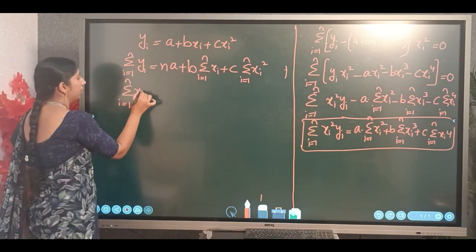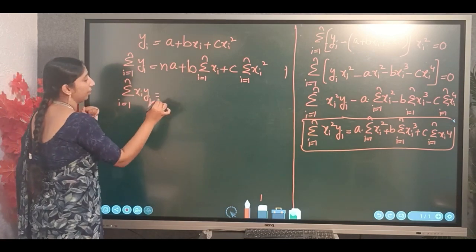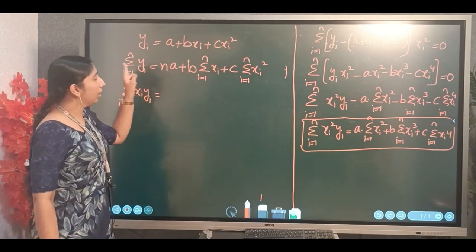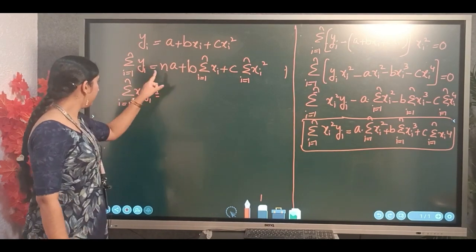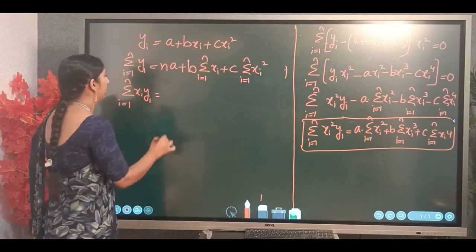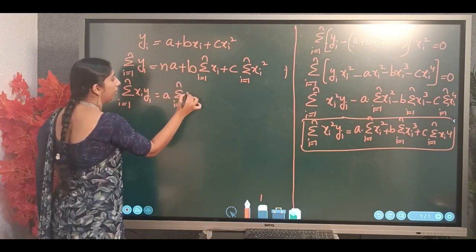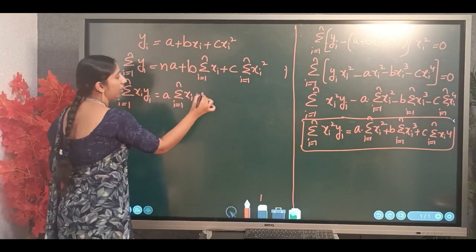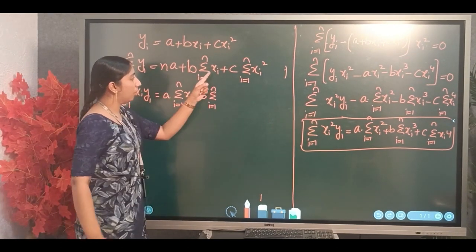That's it. Here yi is there, you simply put xi into yi. We have written n here, that means for the term 1. So for that one, you multiply with xi. So what will we get? a into summation i = 1 to n xi. Clear? So b into summation i = 1 to n, there is already a term xi.